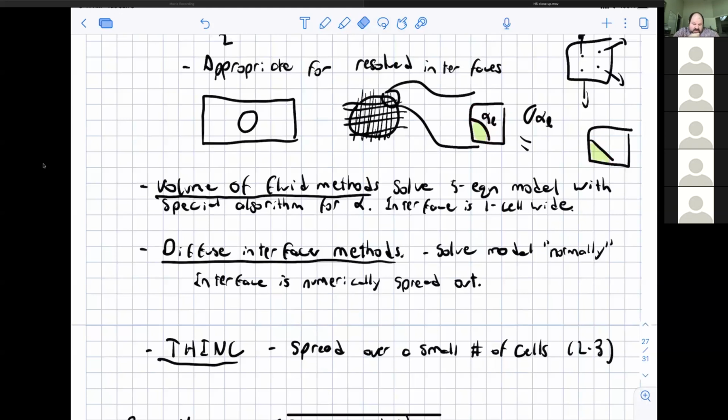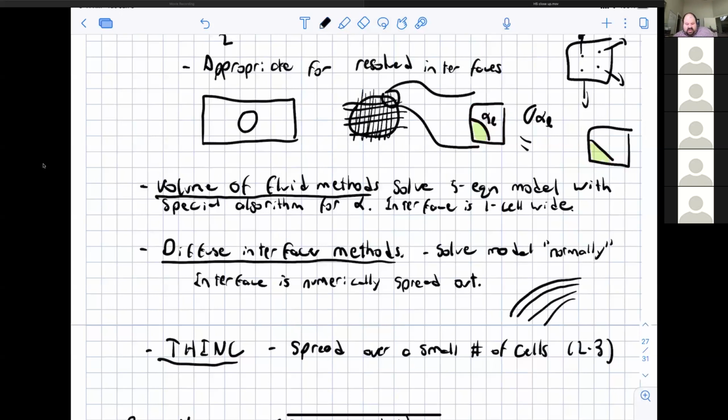Okay, then there are diffuse interface methods. Again, these solve the 5-equation model, but they just solve them normally. And so the interface will be smeared over many computational cells. If you have a droplet, the surface of the droplet will not be sharp, but it'll be smeared over, say, 5 or 10 computational cells. For some applications, that's okay. For some, you want it to be sharp.